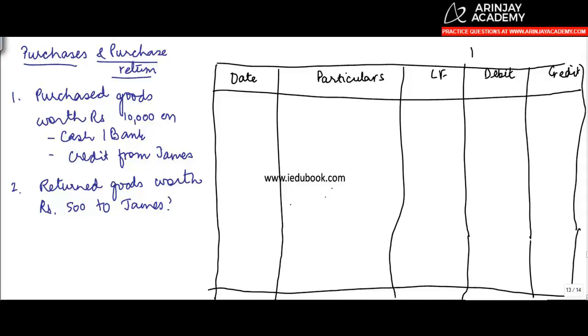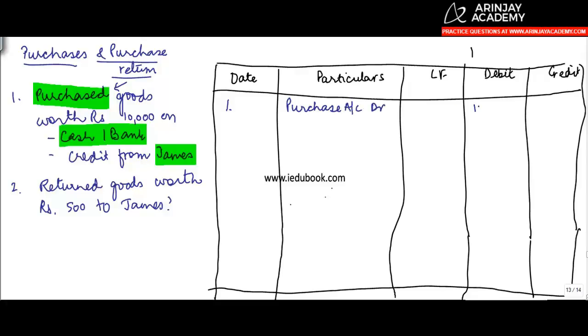So when you purchase goods, what are the two accounts which are involved? One is obviously your purchase account, and second is either your cash or bank account or the creditor's account. Purchase is an expense, and when you purchase, you are increasing your expense, and as per the rules for debit and credit that we saw, an increase in the expense is debited. So I debit purchase account by 10,000.